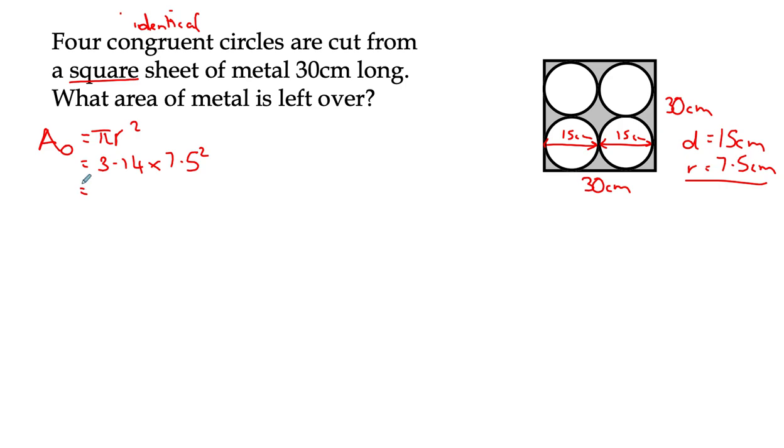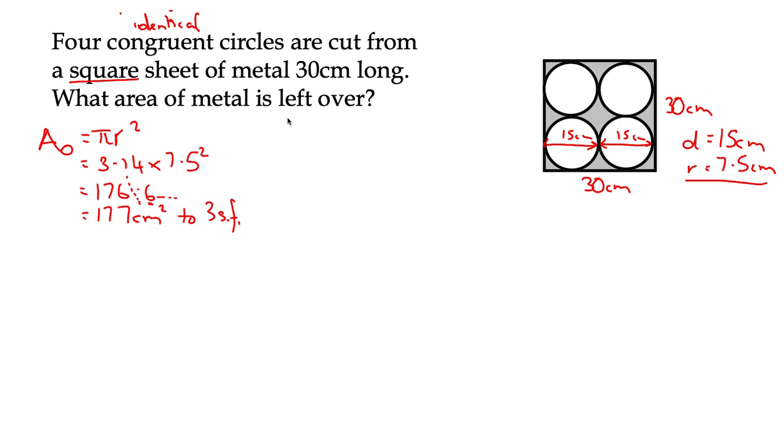Take my calculator. 3.14 times 7.5 times 7.5, and I get 176.625, and so on, but we don't really want the rest of it. We want to work to 3 significant figures. The 6 tells us to round up, so we're going to go with 177 square centimeters to 3 significant figures. That's the area of 1 circle.